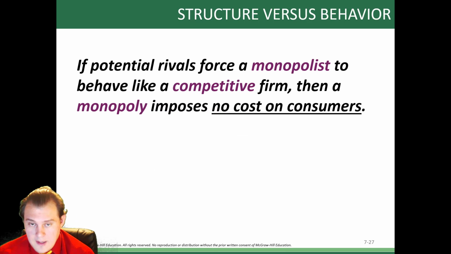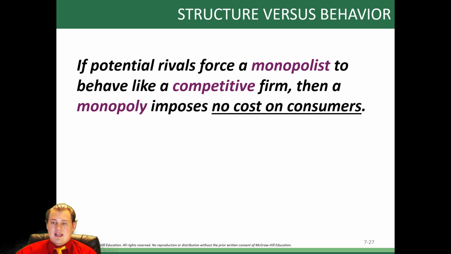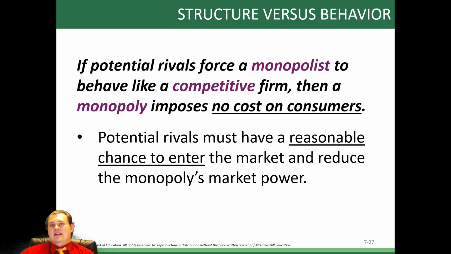If potential rivals force a monopolist to behave like a competitive firm, then a monopoly imposes no cost on the consumer. So that cost on consumers is reduced when competition forces them to say, hey, if we abuse this too much, other people will move in. Then they start performing more like regular businesses, not restricting supply and letting the prices go down, because they fear that when other people see how much value they have in that area, they're going to come in. It's sort of like not having blood in the water if there's piranhas or sharks nearby. You don't want people to think there's something reasonable to go in there.